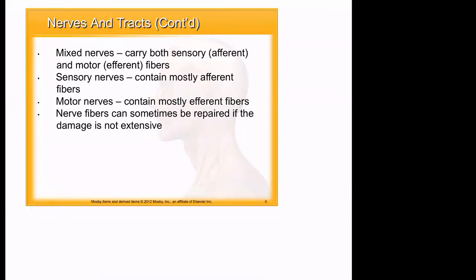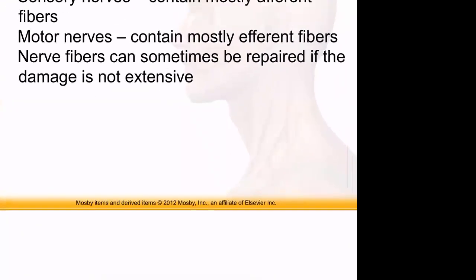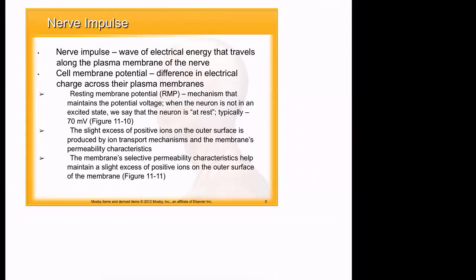This is actually a good part. Nerve fibers do have the ability to be repaired at a small level. We have those germ cells that can become any cell that's in that area, so they can repair to a small extent.